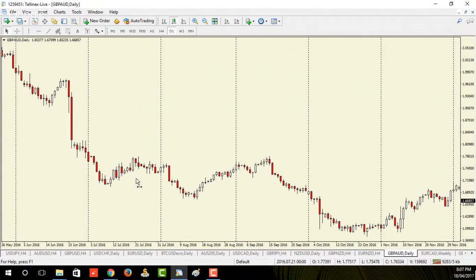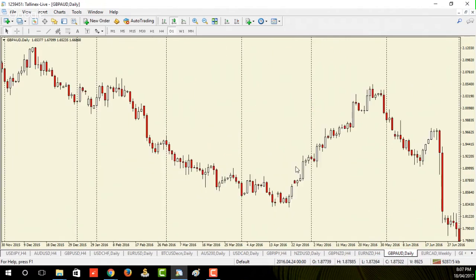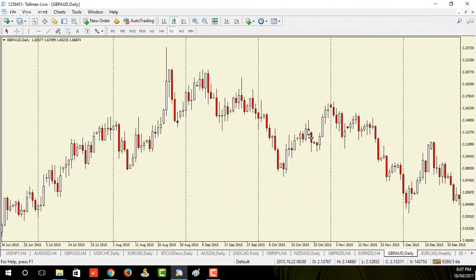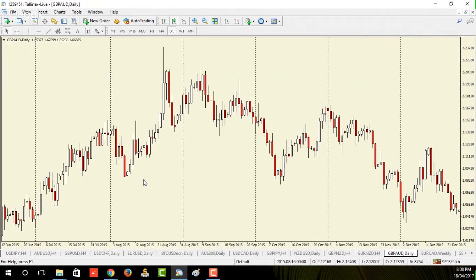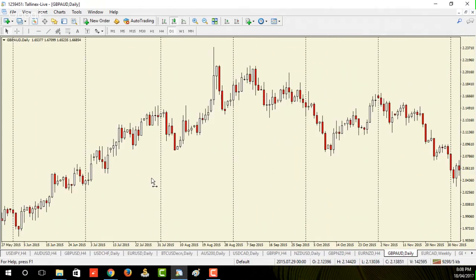Okay, so typically if there's a currency pair you want to use, we can use yours too. But I want to show you kind of how I trade these. And I do trade them and I do love them. They're awesome. This is the Pound Aussie Daily.